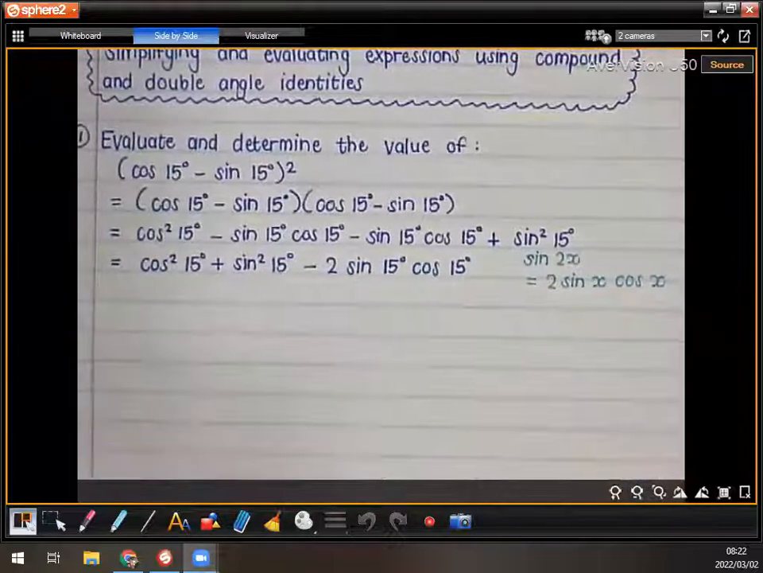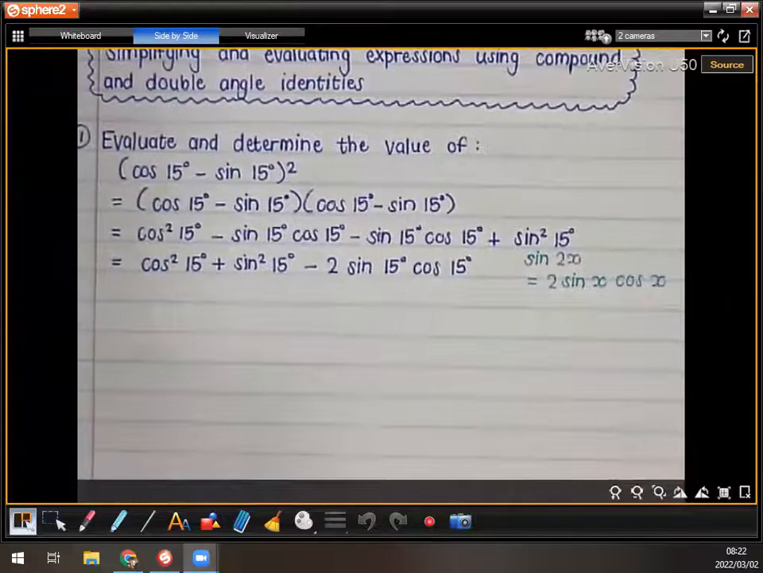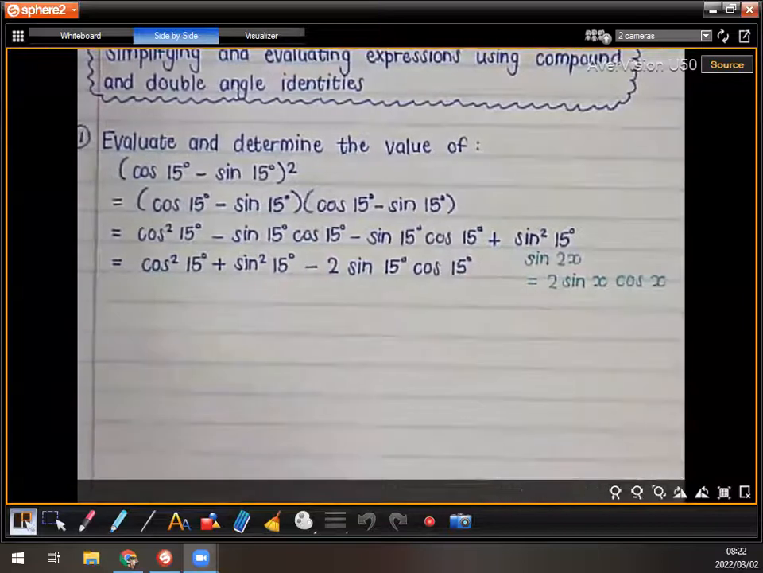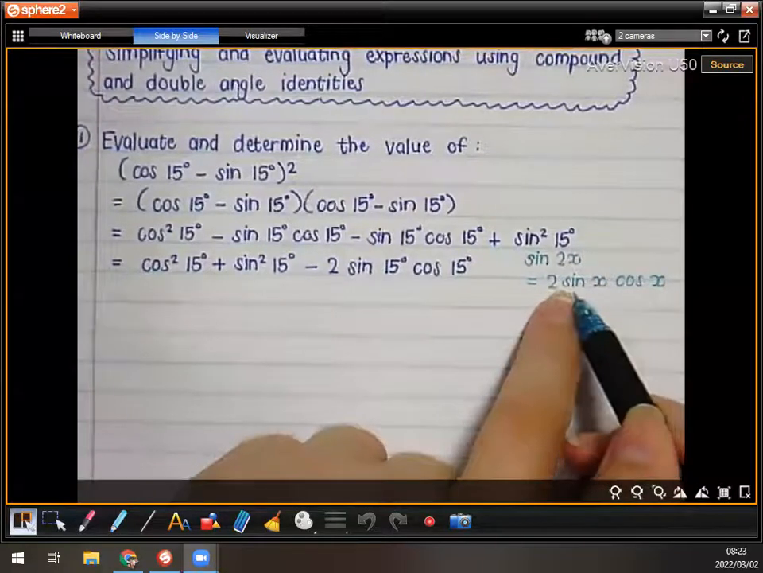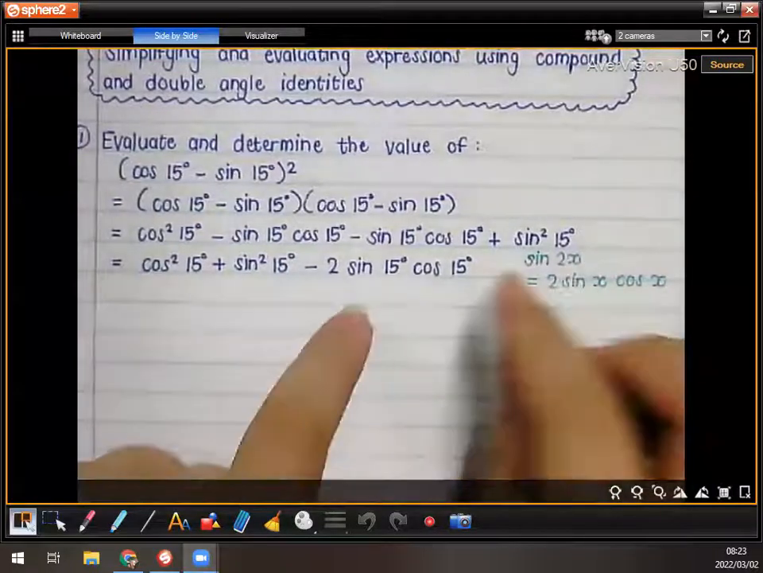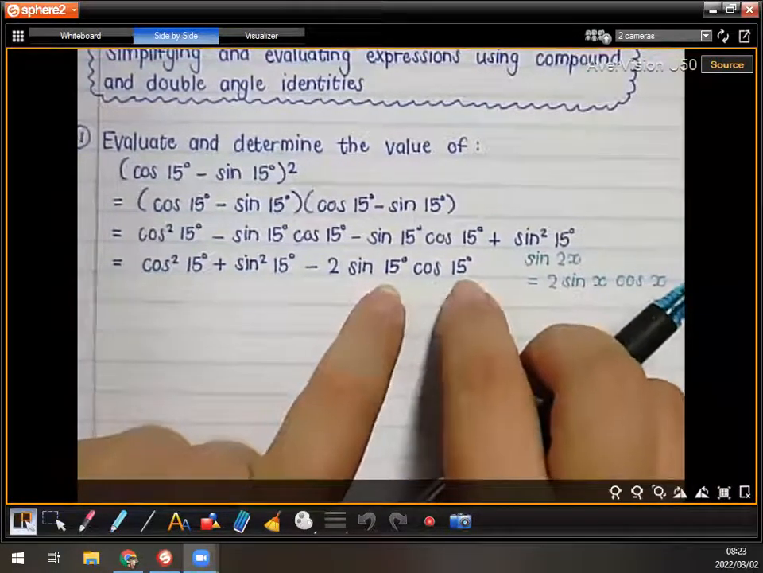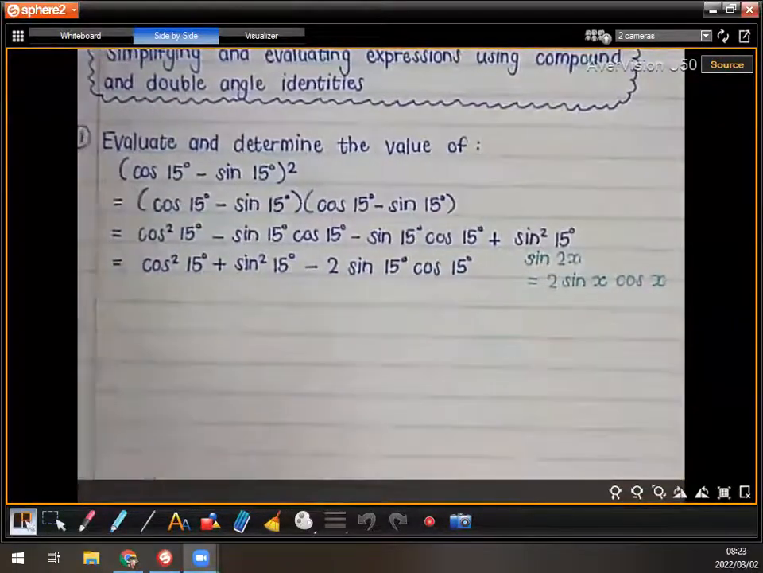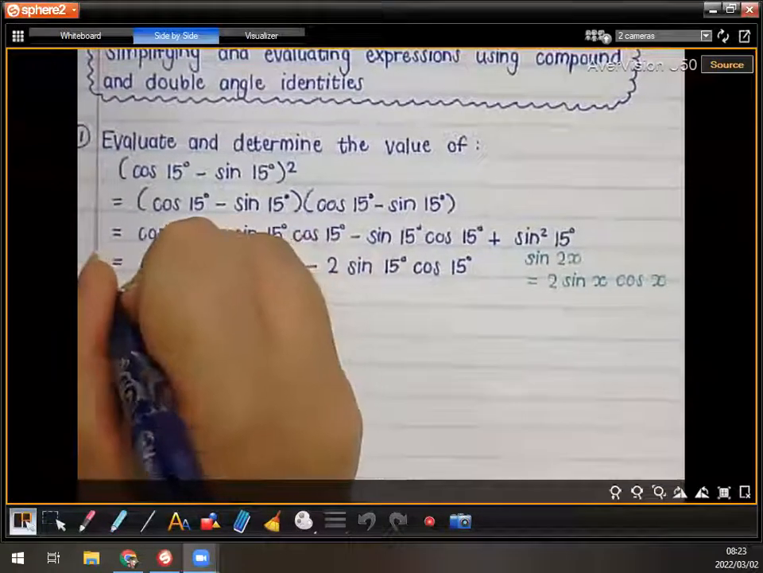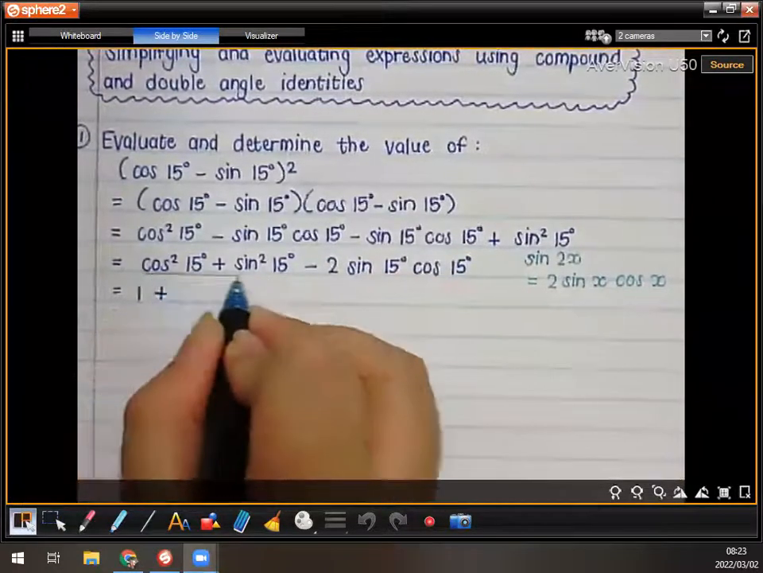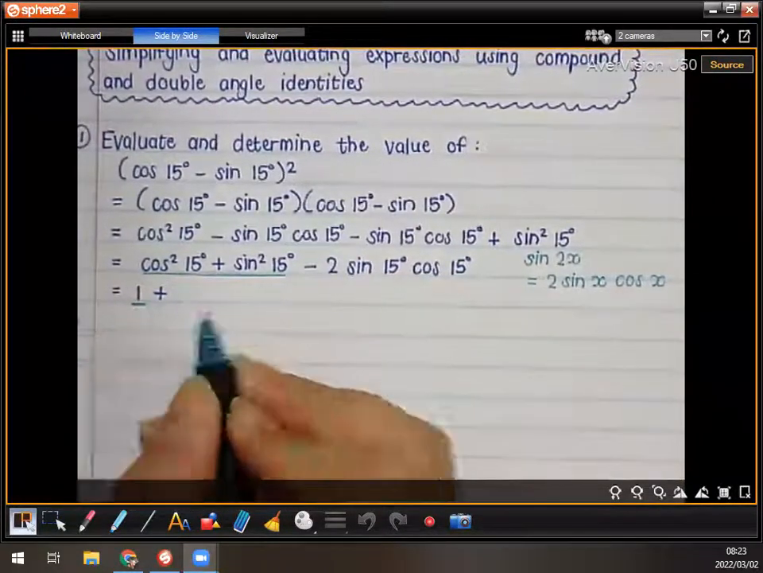So guys, that's why I said it's good if you actually know these identities so that you can recognize them. If you don't know them, then you might not realize that this is the expansion of the sine double angle identity. So how does that work, guys? If it's 2 sine x cos x, that's equal to sine 2 times x. So what is my x in this case? 15. So this is going to be equal to sine 2 times 15. Again, cos squared 15 plus sine squared 15 is 1.